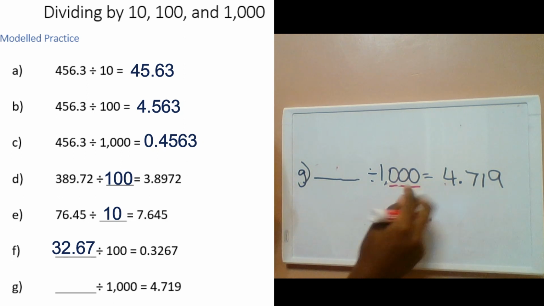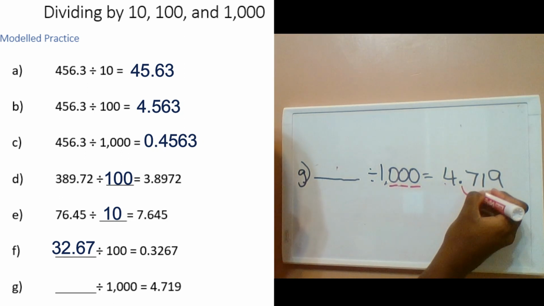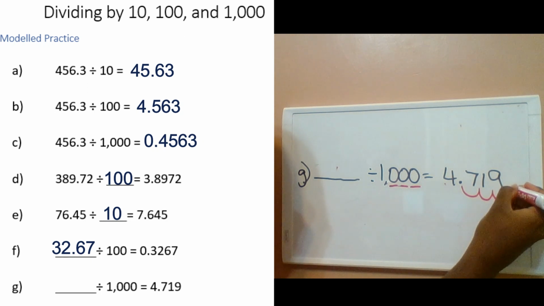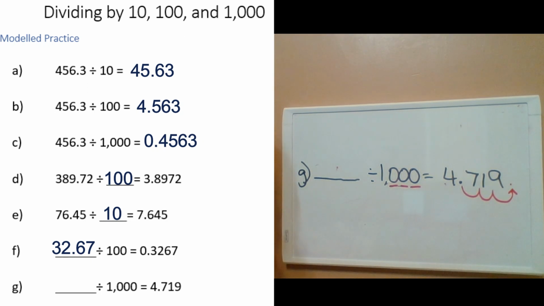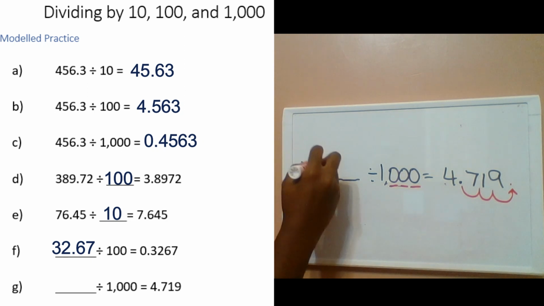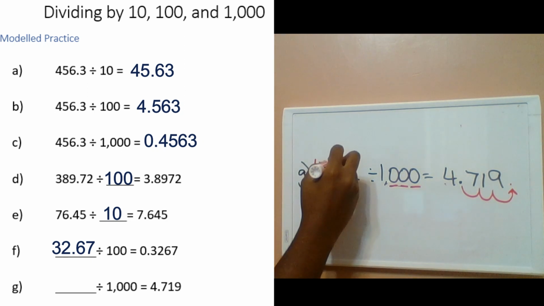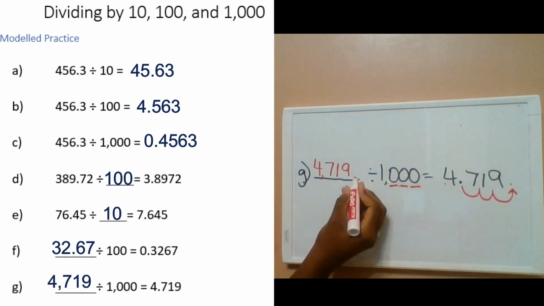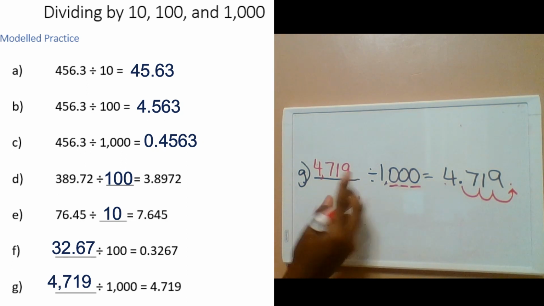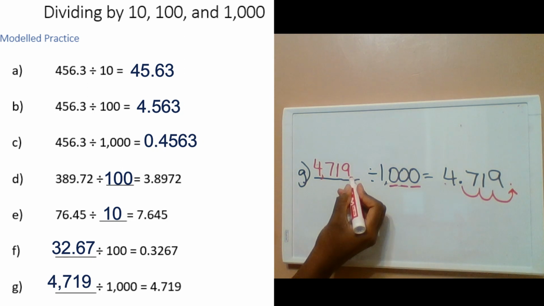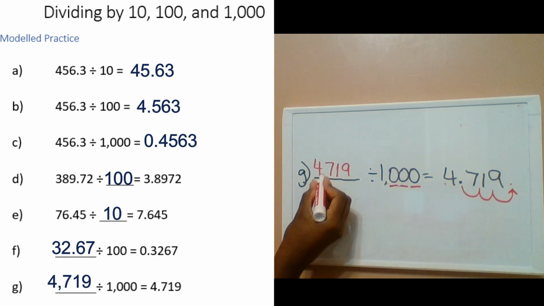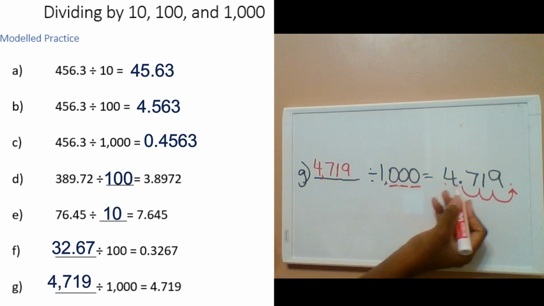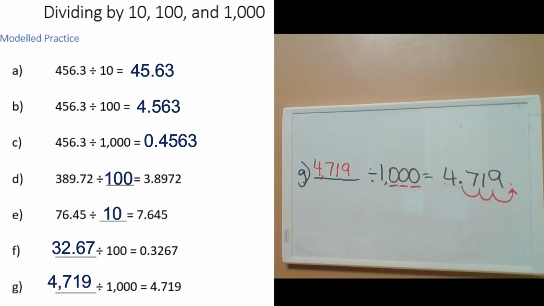1,000 has 3 placeholders, so I need to move 3 times. 1, 2, 3. My decimal point should be after the 9. So my answer, 4,719. Point nothing, so I don't need to put the decimal point in this case because there's nothing coming after it. But I know now if I want to check it, if I divide this by 1,000, the decimal point would go from here 1, 2, 3 places and end up between the 4 and the 7, which is exactly what I see over here, so I know I'm correct.